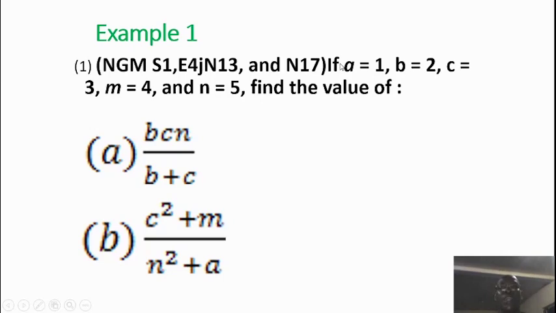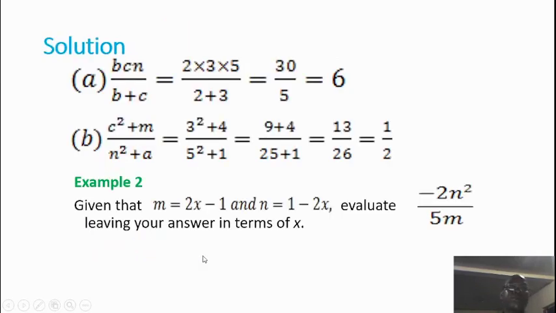It states, I read: if a is equal to 1, b is equal to 2, c equal to 3, m equal to 4, and n equal to 5, find the value of each of the following: bcn all over b plus c; next, c squared plus m all over n squared plus a. So we carry on.